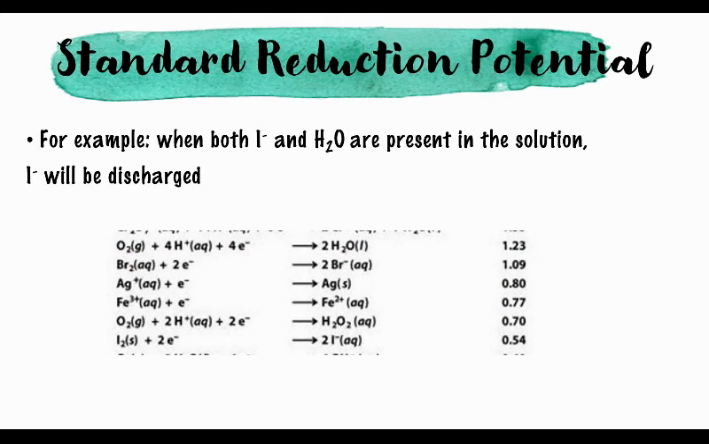Next, when both iodide and water are present at the anode, iodide will be selected to be discharged because it has a more negative value, or less positive, if compared to the water.